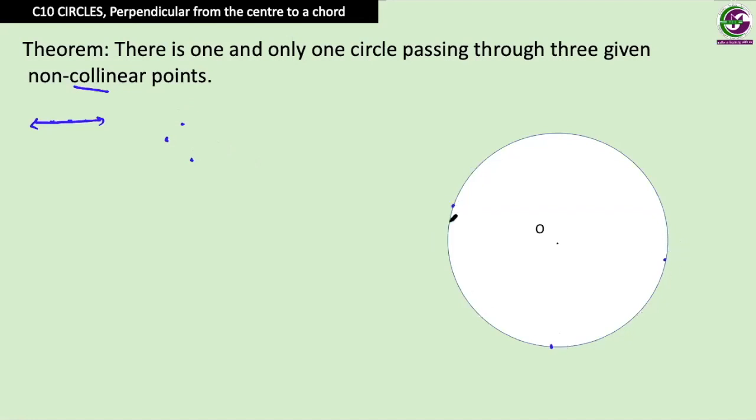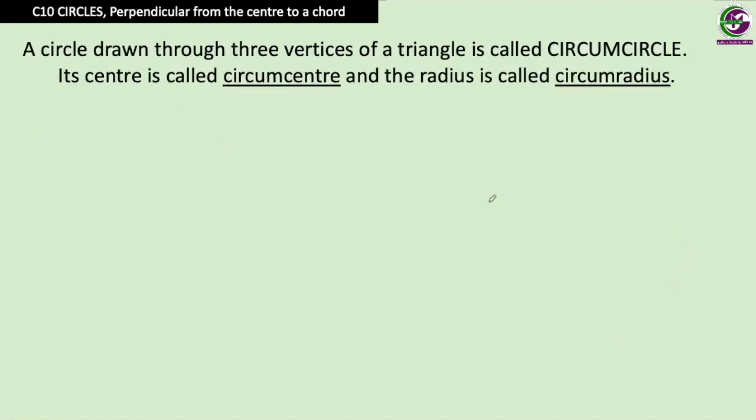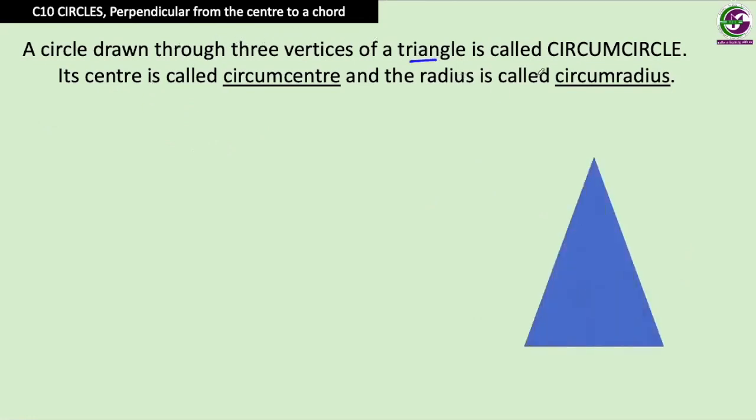Means we can't have one more circle passing through the given points, let's say A, B, and C. Maximum you can have only one circle. Let's move on to a note here. A circle drawn through 3 vertices of a triangle, a circle which passes through the 3 vertices of a triangle is called a circumcircle.